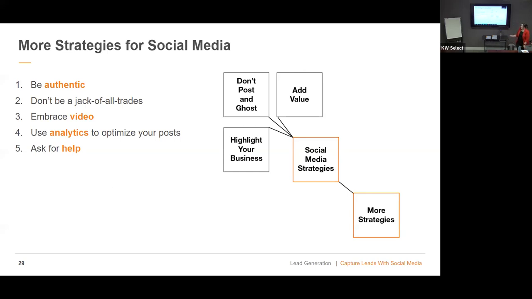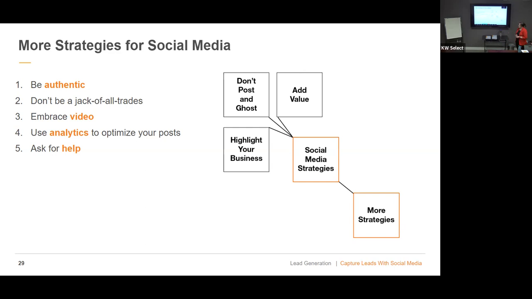Embrace video. This is a big one, of course, with TikTok and Reels. No one likes being in front of a camera, but it is important, and it's very different for someone scrolling and hearing you talk about what you're passionate about versus just reading what you've written. It's just an extra level of connection there.